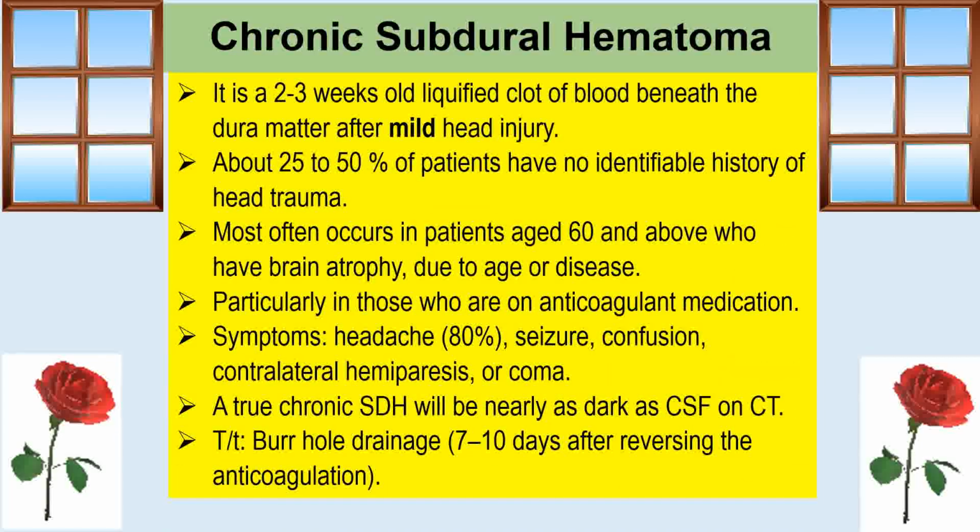A chronic subdural hematoma is a 2 to 3 weeks old liquefied clot of blood on the surface of the brain beneath the dura mater. These most often occur in patients aged 60 and above who have brain atrophy due to age or some disease. It is a common cause of acute neurological deterioration in the elderly, especially those who are on antiplatelet or anticoagulant medication. The cerebral atrophy in this age group causes a stretching of cortical dural bridging veins, which then become vulnerable to rupture from even a trivial impact.